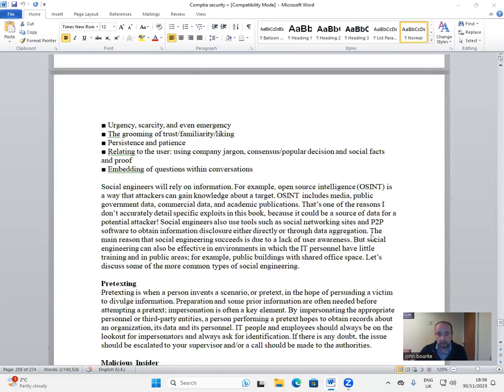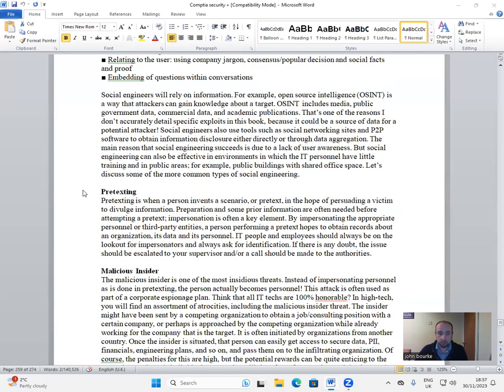The main reason that social engineering succeeds is due to a lack of user awareness, but social engineering can also be effective in environments in which the IT personnel have little training in public areas, for example, public buildings with shared office space. Let's discuss some of the more common types of social engineering.